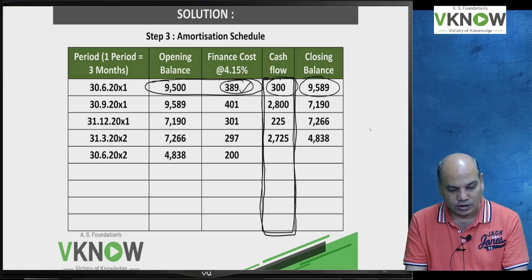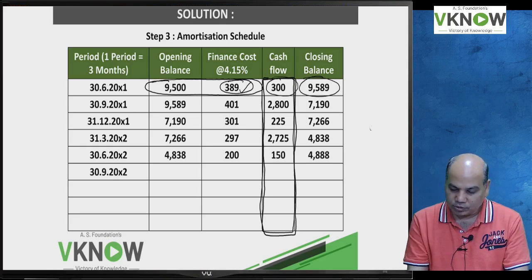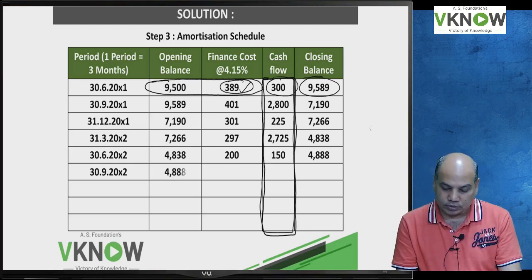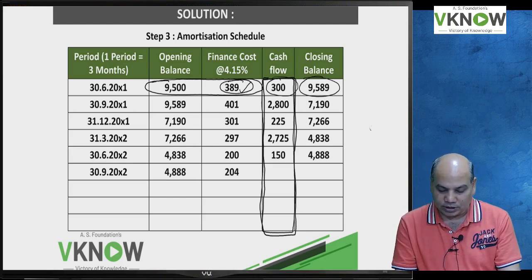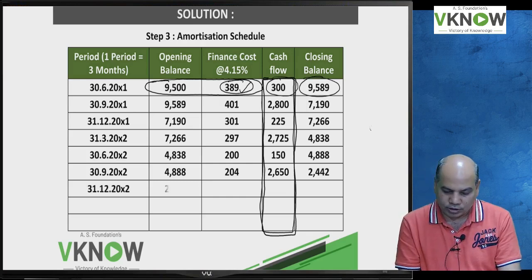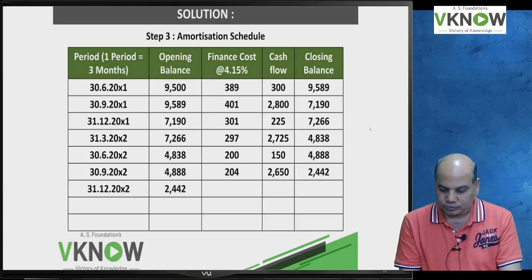200 rupees approximately, check. 200. And the cash flow, take from the previous table. 150. Closing balance 4888. Opening balance into 4.14%. Write down 204, plus minus 2-3 rupees, okay. 2650. Balance 2442, very good. Next, come on, come on.